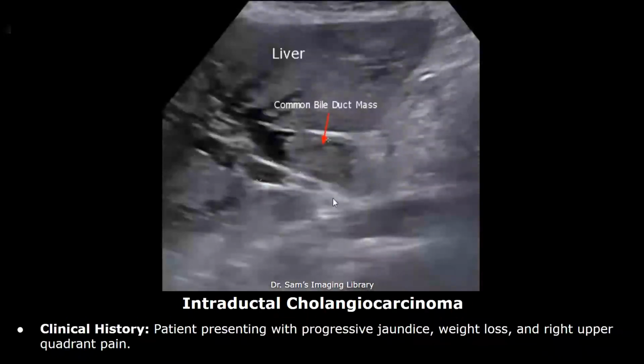Now we move on to malignancies. Intraductal cholangiocarcinoma. Clinical history: patient presenting with progressive jaundice, weight loss, and right upper quadrant pain.